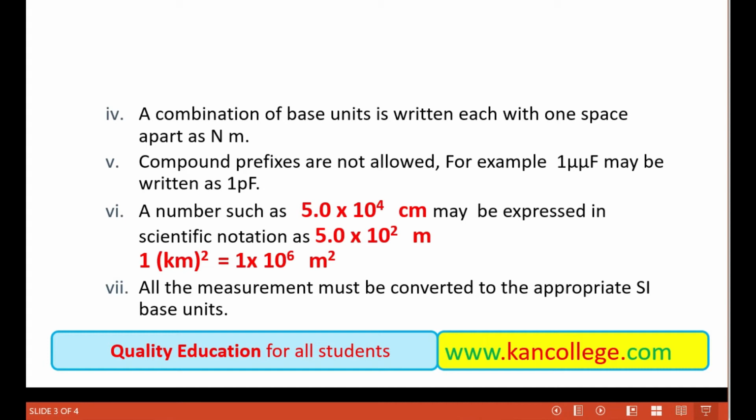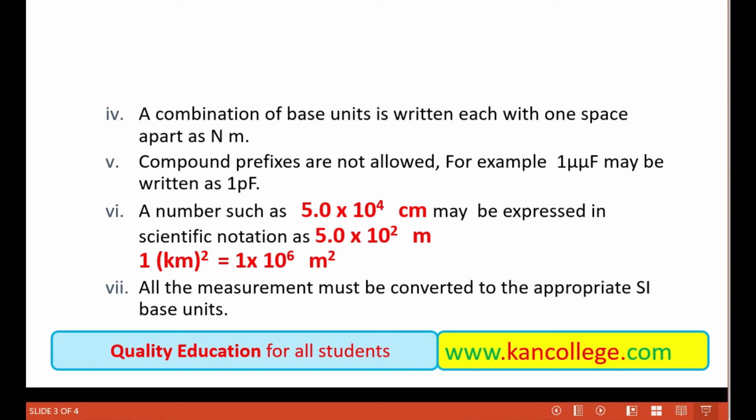Number six, a number such as 5 into 10 to the power plus 4 centimeter may be expressed in scientific notation as 5 into 10 to the power plus 2 meters, or 1 kilometer square should be written as 1 into 10 to the power 6, as kilo means 10 to the power 3. So 10 to the power 3 squared means 10 to the power 6 and meter square.